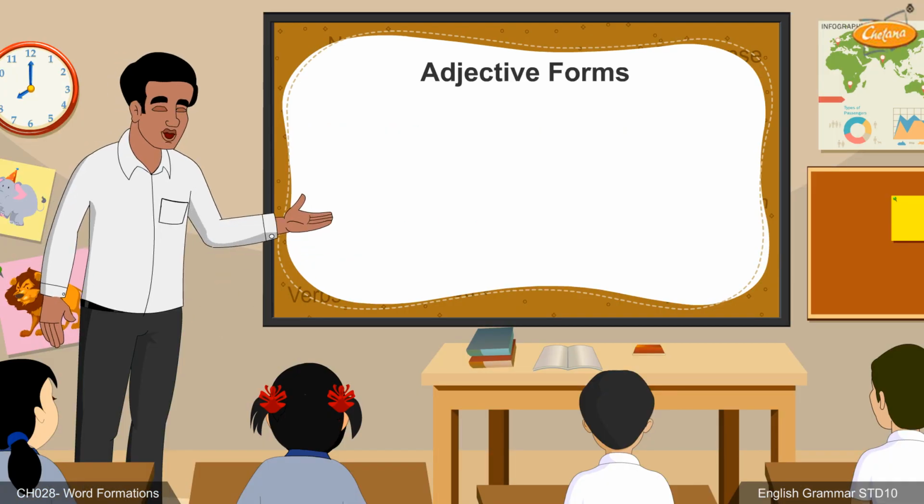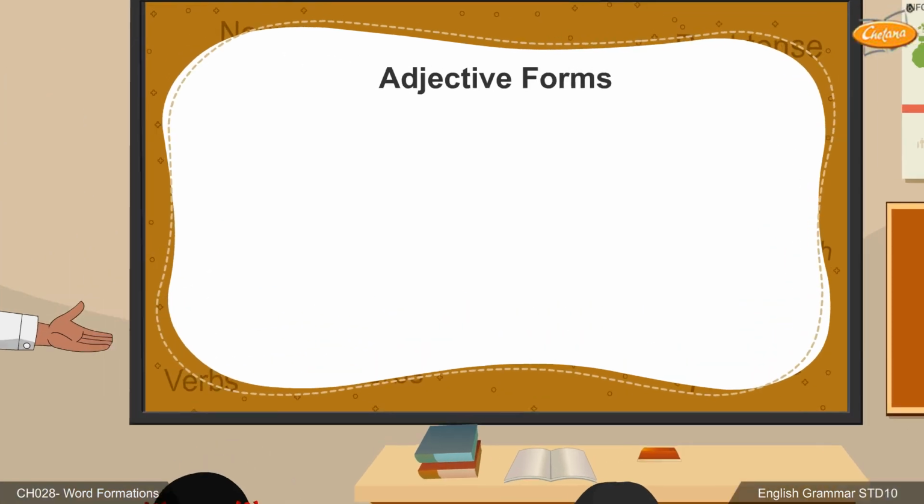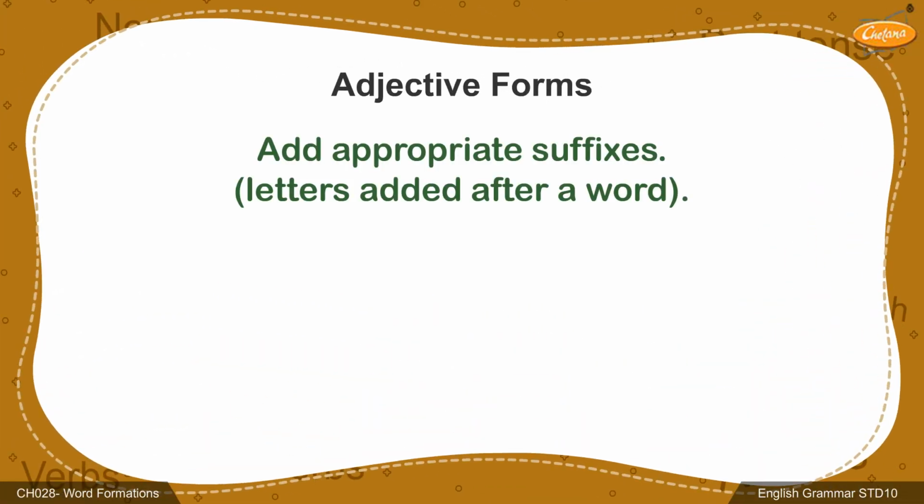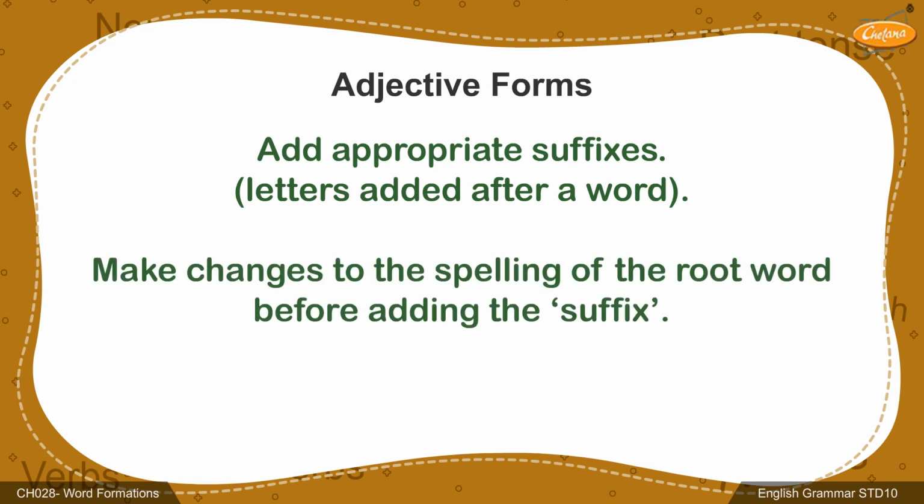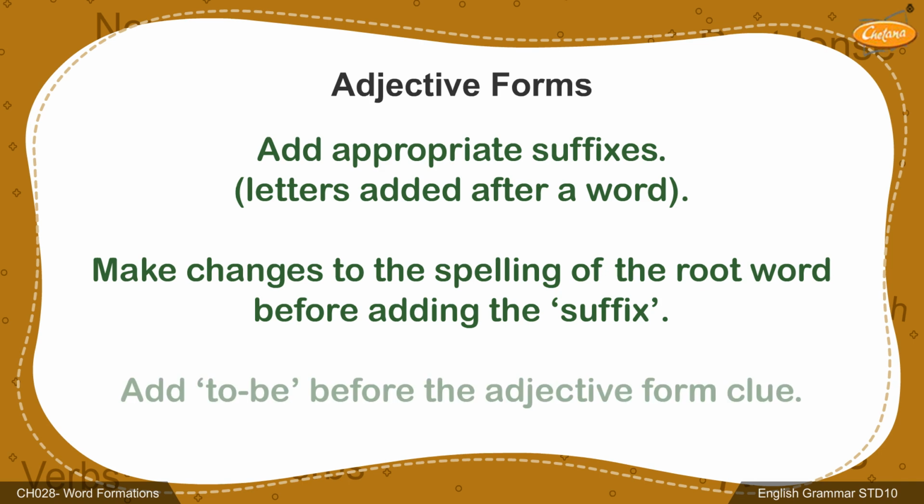Students, let's now learn how to make adjectives out of other words. Here again, adjective forms can be made by adding a host of suffixes. Sometimes we need to make spelling changes, so you can also employ another trick. You can come up with adjective forms for a word by adding "to be" before the adjective form.